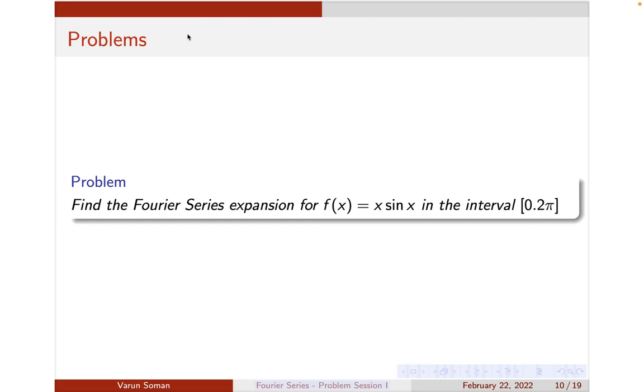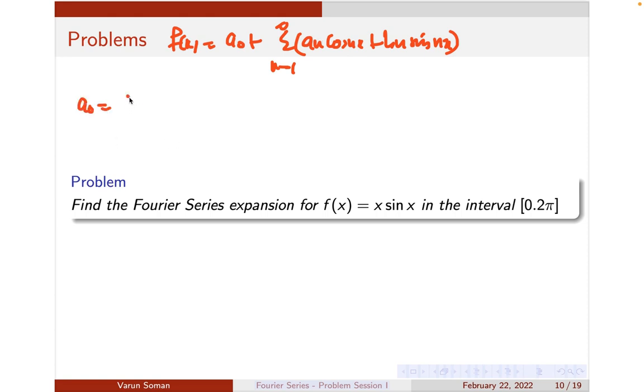Now I have to find the expansion of f of x, which is a naught plus sigma n equal to 1 to infinity an cos nx plus bn sin nx. Basically in these problems, you have to be very strong in integration by parts, because you will be using that extensively. So when you find a naught, what is its value? a naught is actually 1 by 2 pi integral 0 to 2 pi f of x dx.